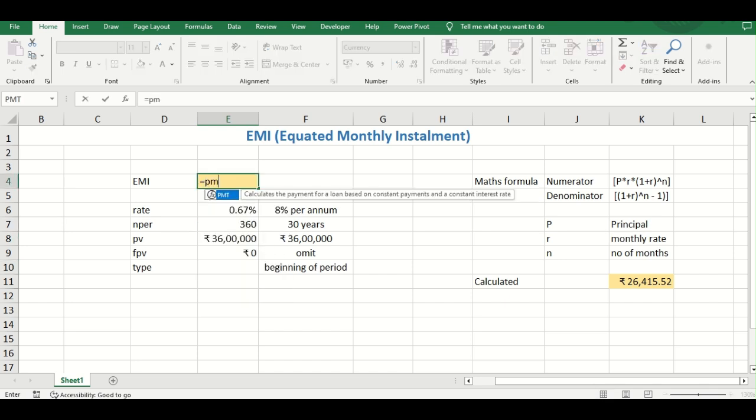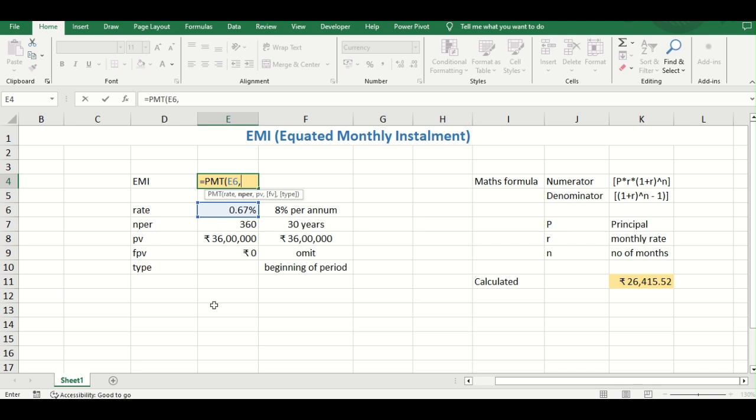So say again, press PMT. So rate is the rate value which is to be taken on a monthly basis. So whatever rate is going on, say around 8%, you take the monthly value of it. That same thing which we have done earlier, 8% divided by 12.